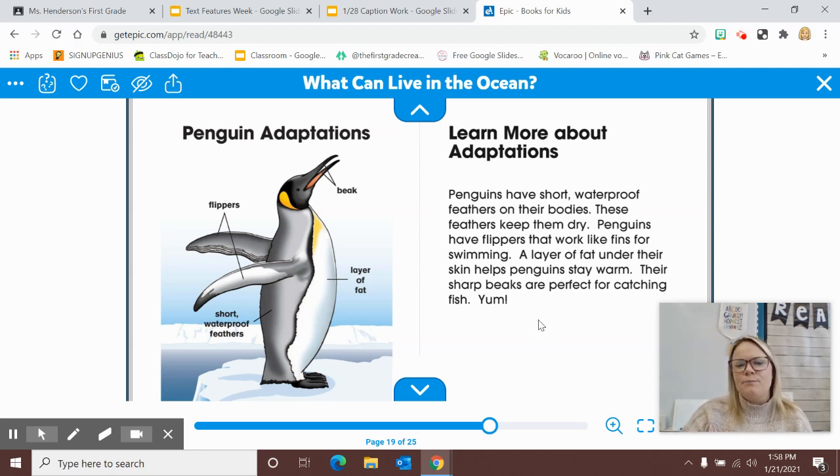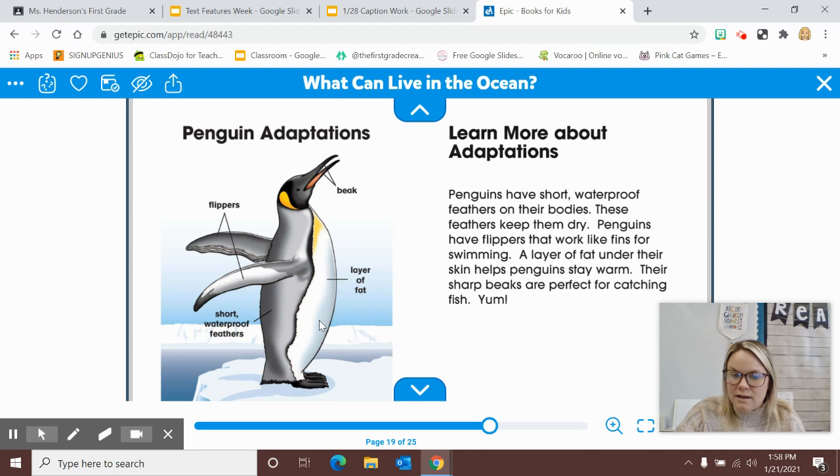And let's take a look here. Is this a picture or a photograph, boys and girls? Yes, this is just an illustration. So this is something somebody drew. But there are labels like we talked about. Take a look at the labels. This says beak, and it's pointing to the penguin's beak. This says layer of fat.